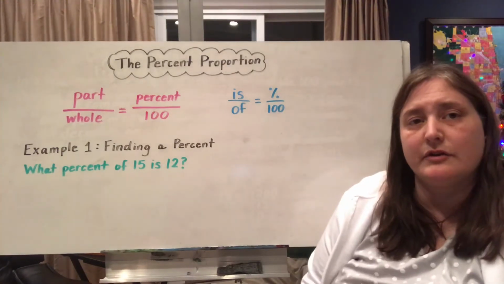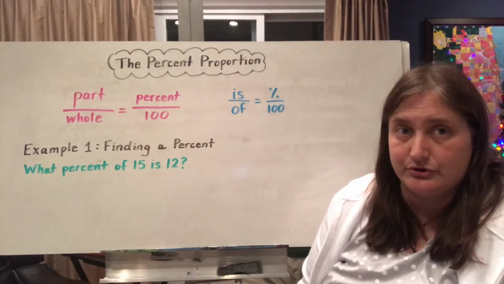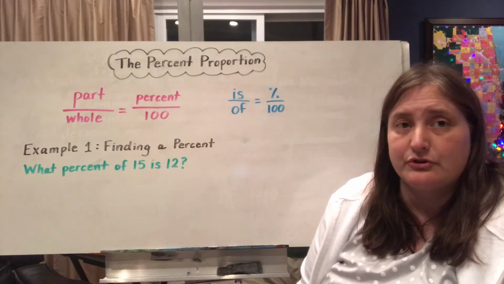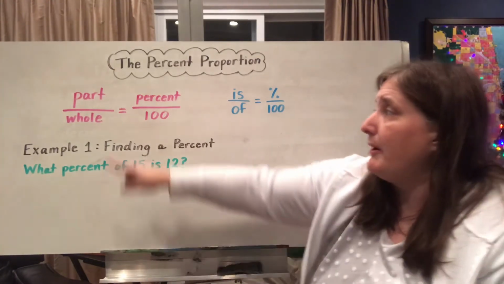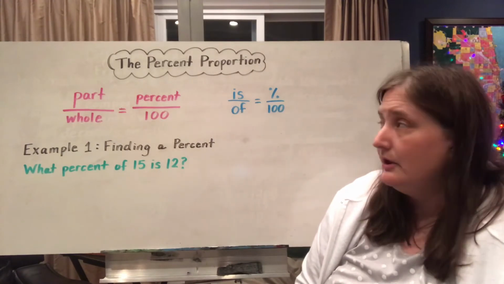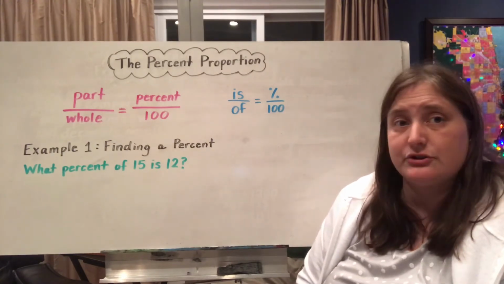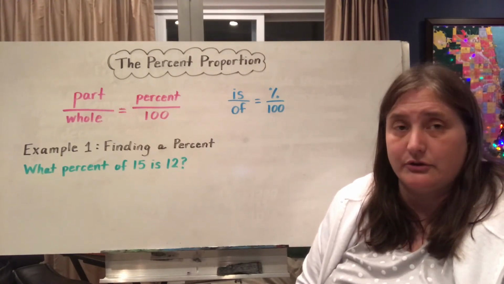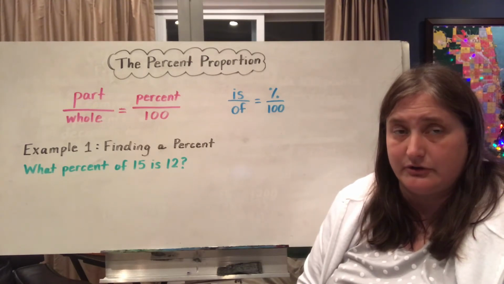Guys, today we're going to be solving problems using the percent proportion. In the percent proportion, I'm taking the part over the whole, the ratio a part over a whole, and making it equal to the ratio of my percent over 100, because percent is always out of 100.